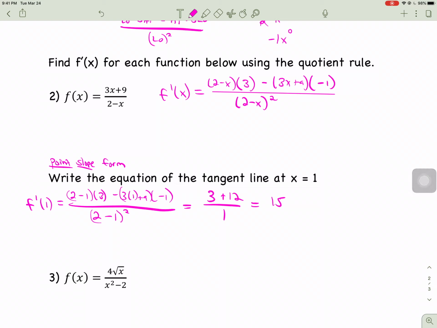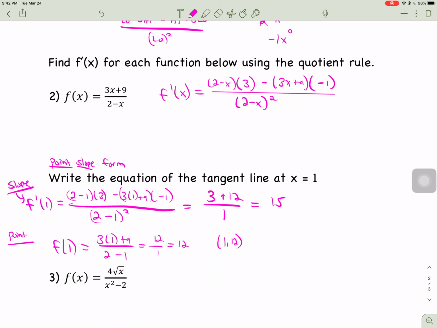Now, what is a point on the original function when x is 1? Well, to find that, so this will give us a slope right here. When we want the point, we can plug in 1 into the original equation. So if you plug in 1 and find f of 1, you get 3 times 1 plus 9 over 2 minus 1, which is 3 plus 9 is 12. 12 over 1. 12. So we know the point 1 comma 12 is on the graph.